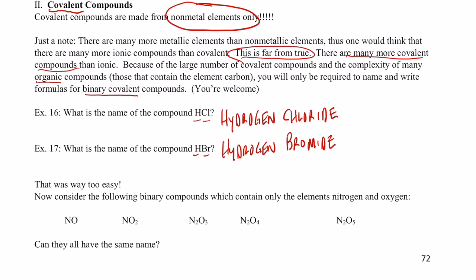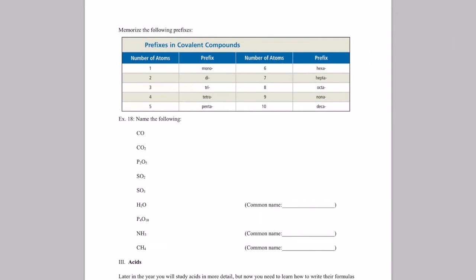Now that's way too easy. What if I had this situation? I have 1, 2, 3, 4, 5 different N to O compounds. If I use the naming system above by naming the first element and then the second element, changing its ending to "ide," wouldn't these all be nitrogen oxide, nitrogen oxide, nitrogen oxide, nitrogen oxide, and nitrogen oxide? Can they all have the same name? No, they can't. So there has to be a little bit more to it than this.